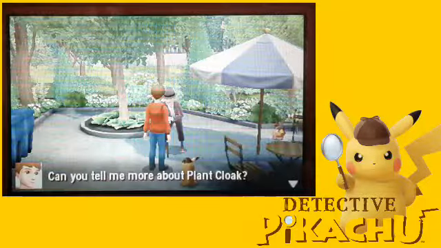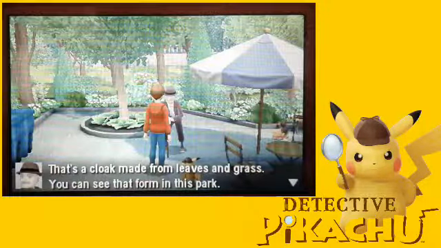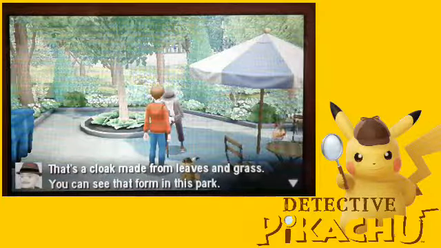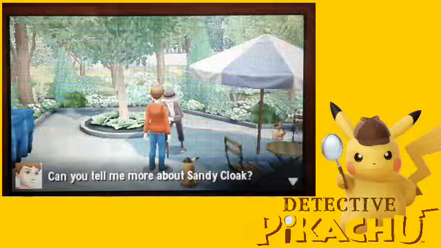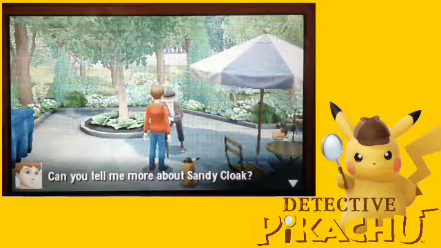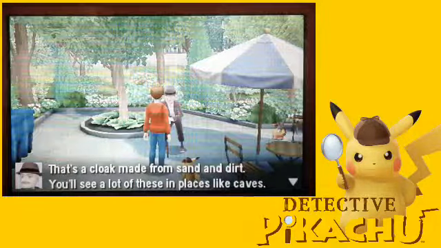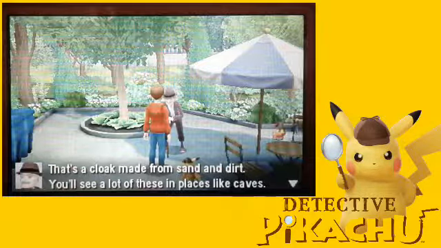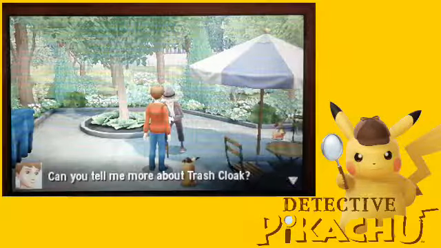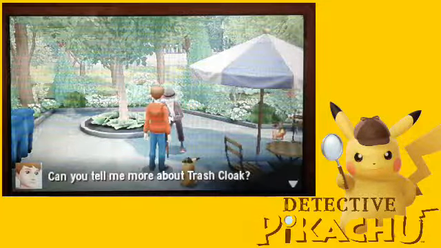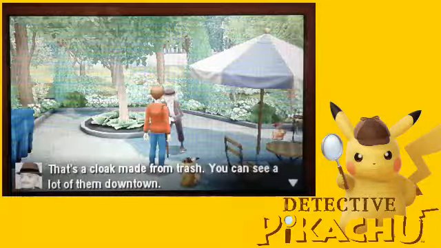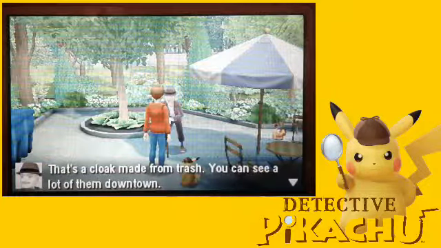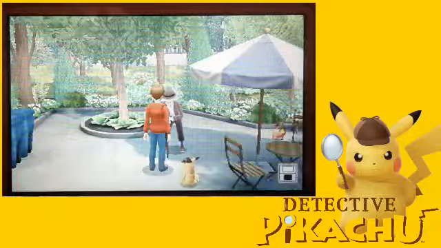Plant cloak. You know about plant cloak? That cloak is made out of leaves and grass. You can see that form in this park. Sandy cloak. Can you tell me about sandy cloak? That cloak is made out of sand and dirt. You usually find it in places like caves. And trash cloak. Can you tell me more about trash cloak? A trash cloak is made of trash. You'll see a lot of them downtown. Ew.